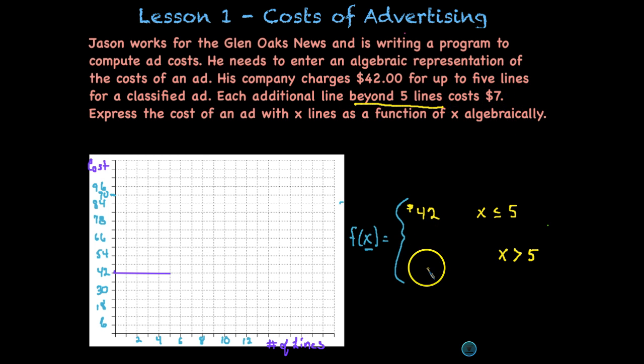How do we write an equation to represent that? Well, just like the previous one, if you have beyond 5 lines, you still have to pay that $42 plus some additional fees. So the additional fees come to $7 times however many lines you have minus 5. And we say minus 5 because we've already accounted for the first 5 lines with the $42 right here.